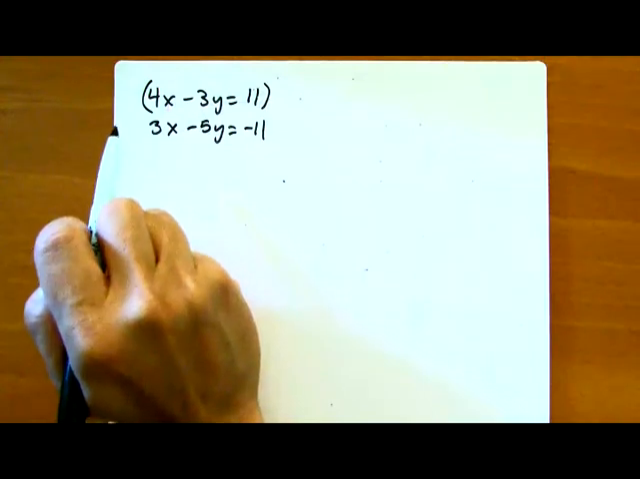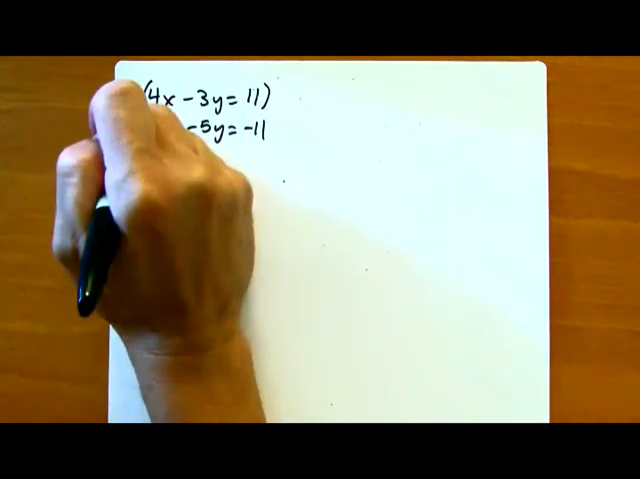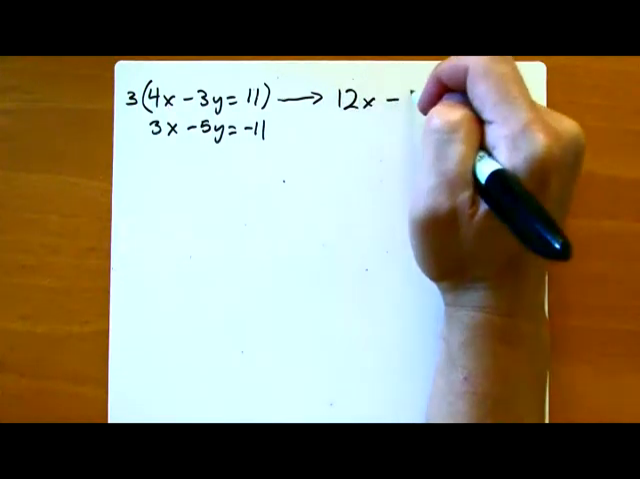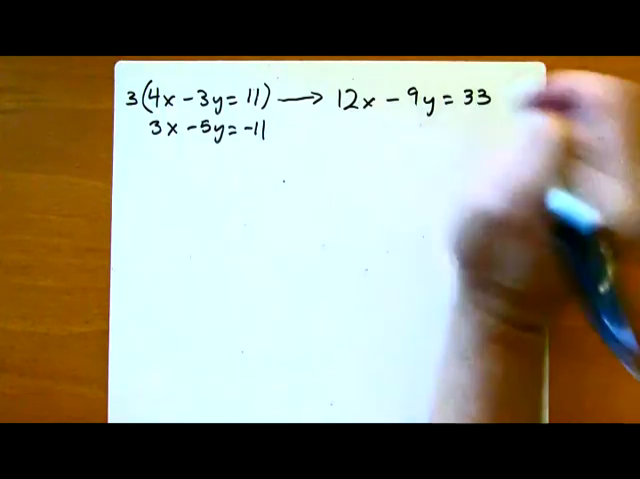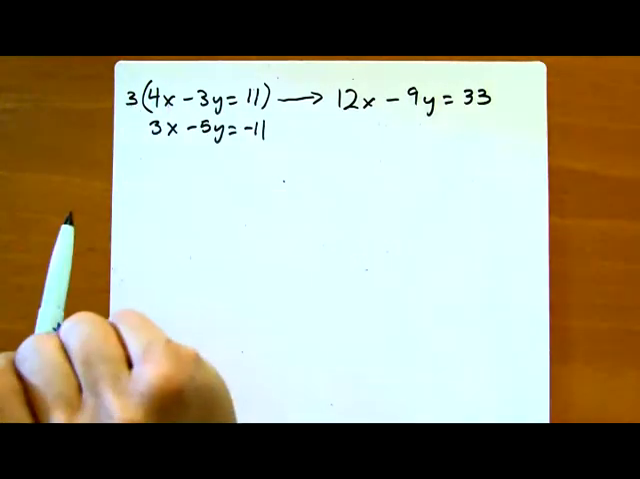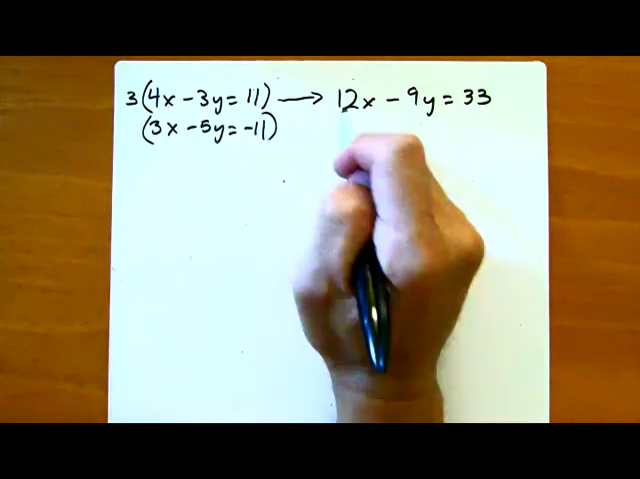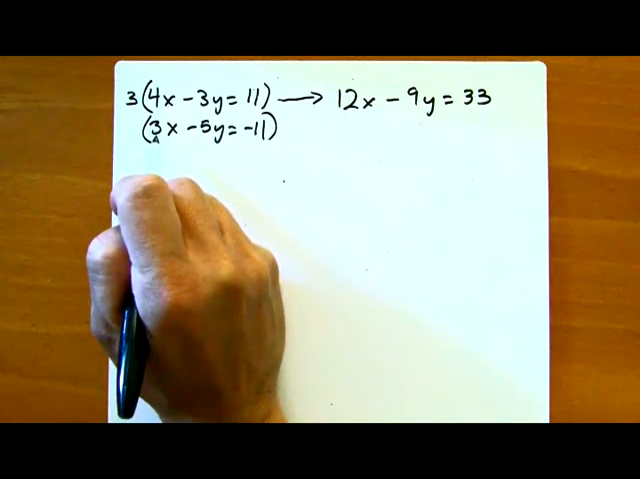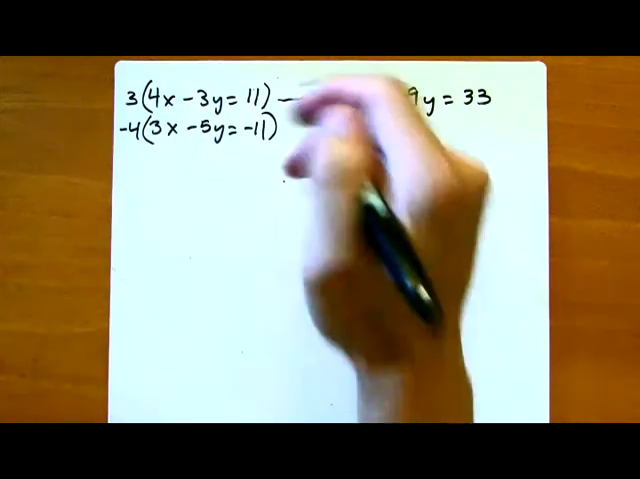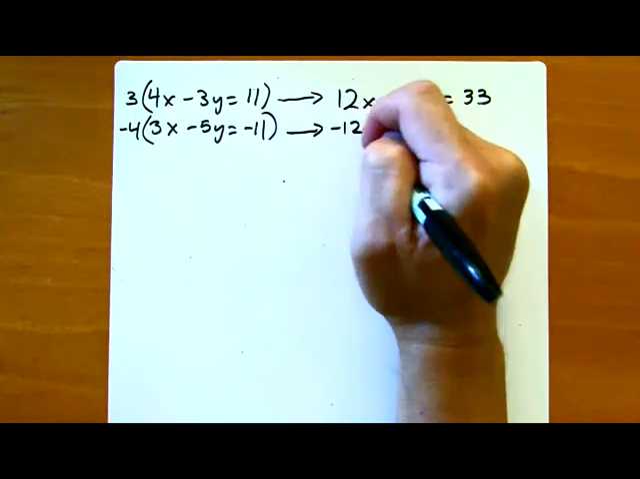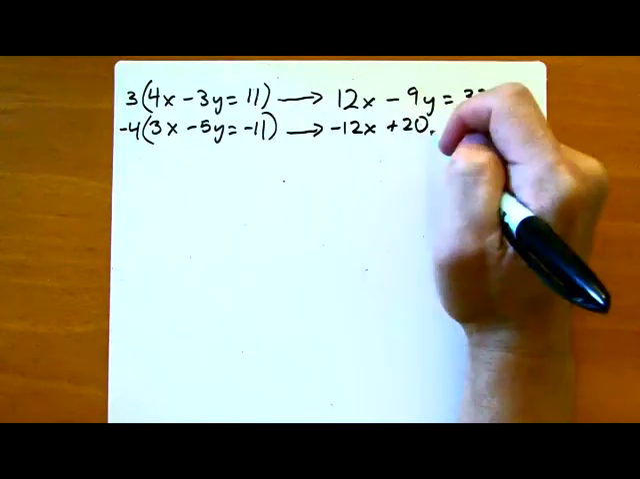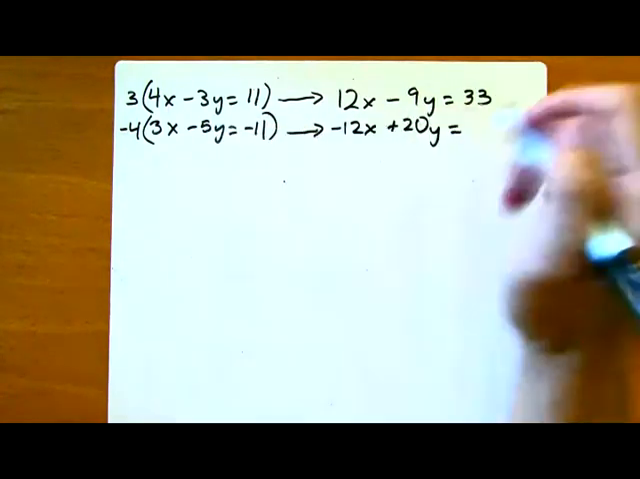If we multiply this top equation by 3, it'll change to 12x minus 9y equals 33. You multiply it to all the terms. We got a positive 12 for the top equation, so we need this number to become a negative 12. We should multiply everything by negative 4. So that'll give us the negative 12x. Negative 4 and negative 5 multiplies to give you 20y equals 44.